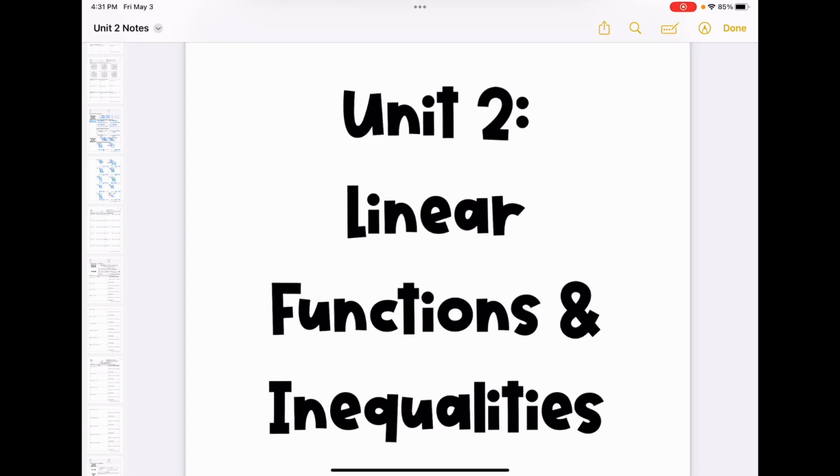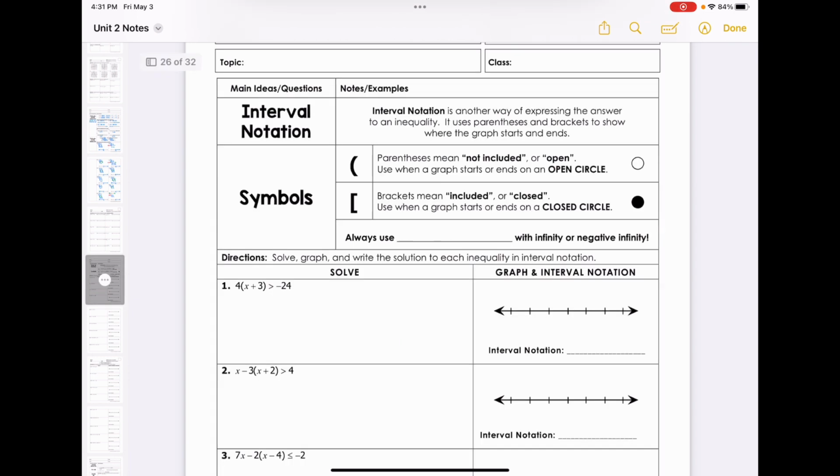Today we're going to be in the Unit 2 packet called Linear Functions and Inequalities, and we're going to be on page 25. So today is pretty much the exact same as the previous notes video. The only thing is that we're going to be adding interval notation when we're writing our answer.